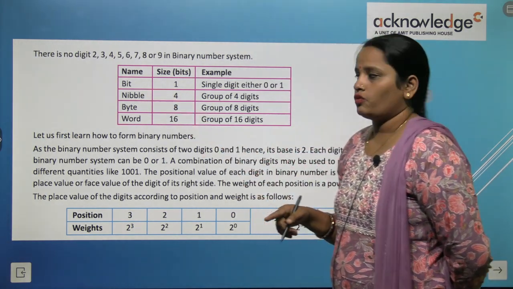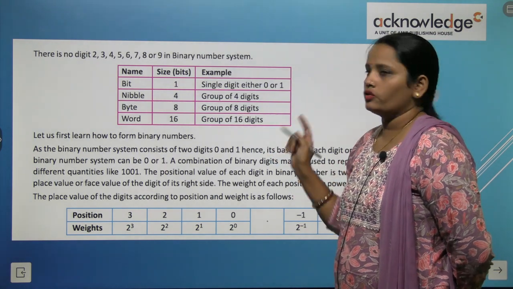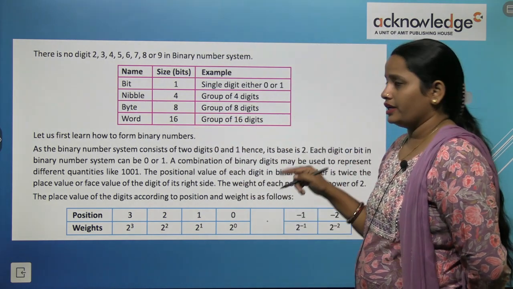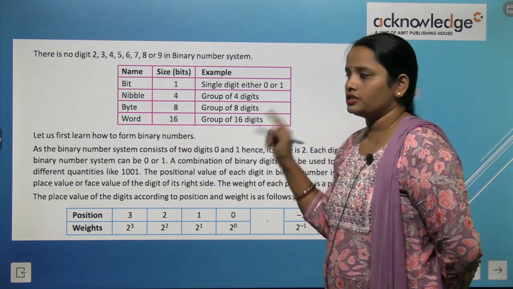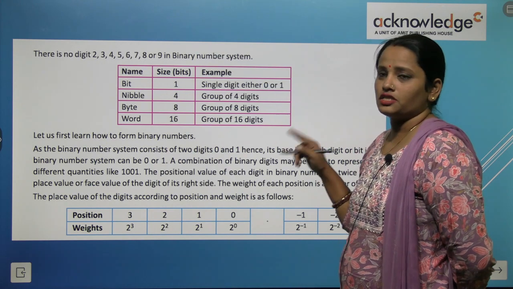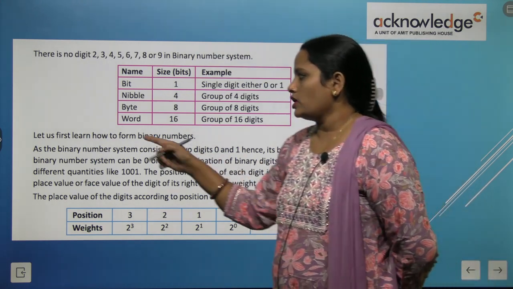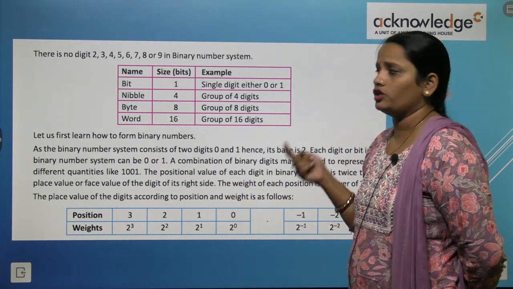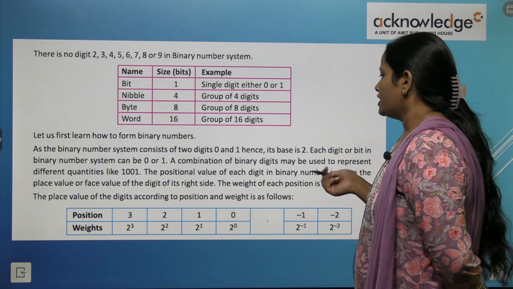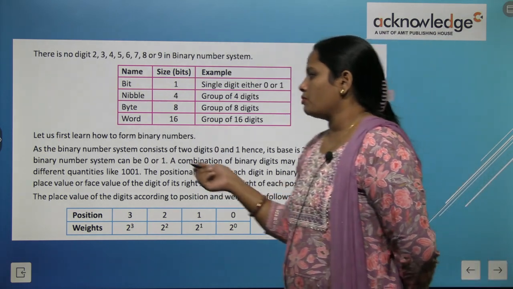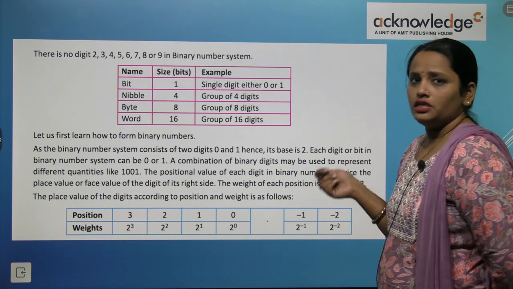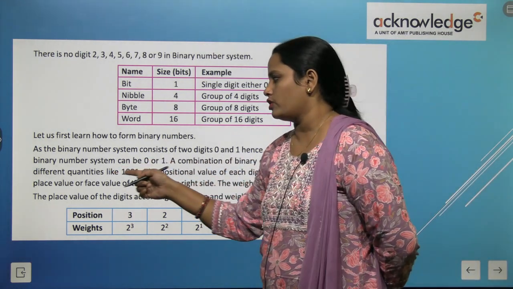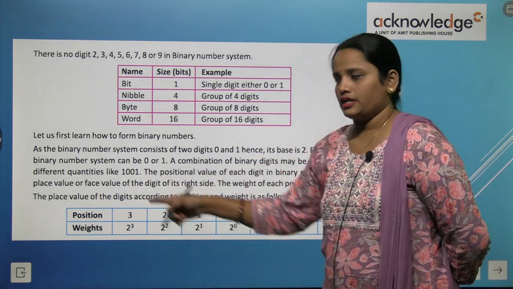Nibble means it is 4 in size, and a group of 4 digits is written here. Byte means 8, a group of 8 digits is written, and word means 16, a group of 16 digits is written in this. So let's learn how to form binary numbers. As the binary number system consists of only 2 digits, that is 0 and 1, its base is 2. Each digit or bit in the number system can be 0 or 1. A combination of binary digits may be useful to represent different quantities, like the example given.